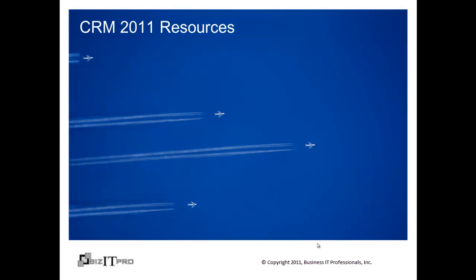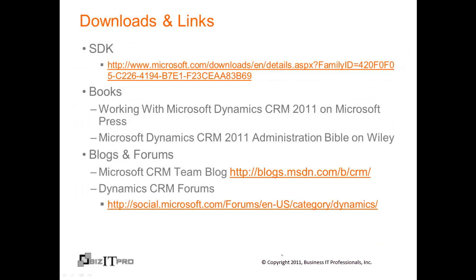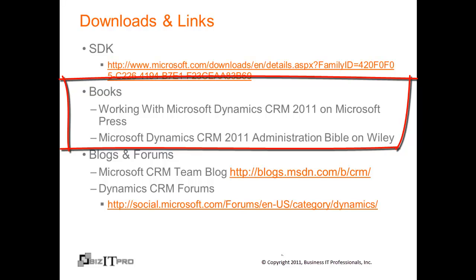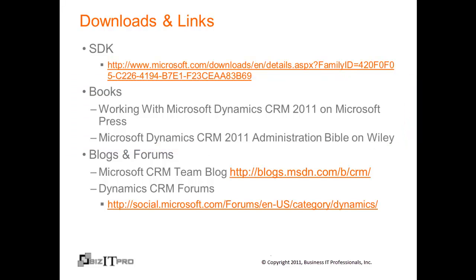CRM 2011 resources. So as usual, the SDK is a great place to get additional information, although it's somewhat sparse when it comes to information about attribute configuration using the UI. I've found that the two following books are very helpful: Working with Microsoft Dynamics CRM 2011 by Microsoft Press, and Microsoft Dynamics CRM 2011 Administration Bible, published by Wiley. Also, a good place to go in general is the Microsoft CRM team blog, and subscribe, because I find I learn an awful lot just from being on the subscription list for that. When I have questions, I go to the Microsoft CRM forums.